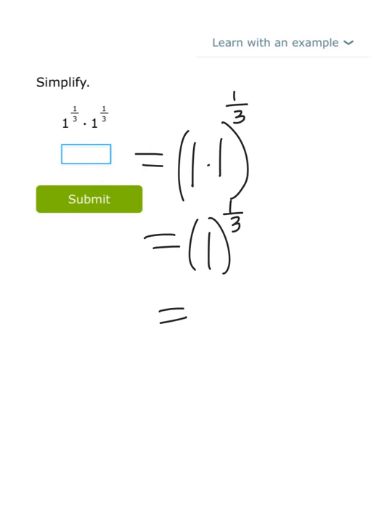So then we would do what we did last week. I know that my 3 is the root, so I would take the cube root of 1, and then it's all raised to the first power. So basically, this is just the cube root of 1, which is 1.